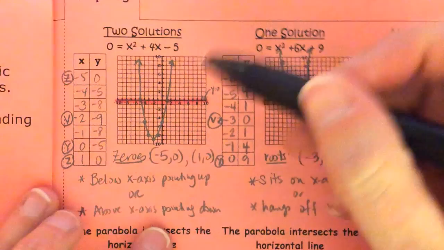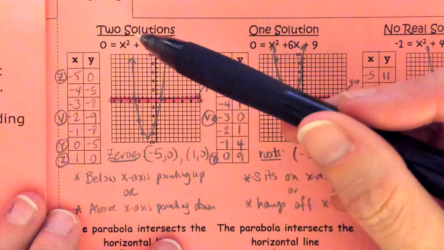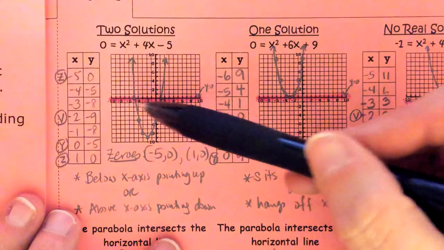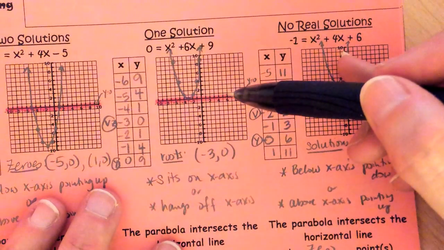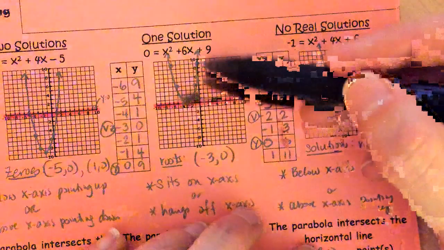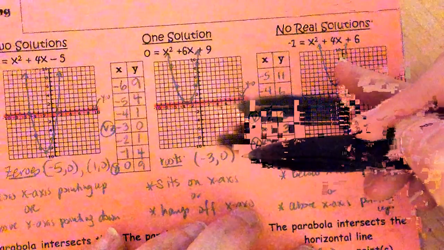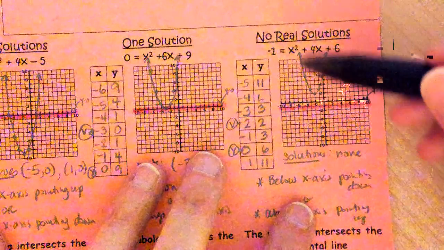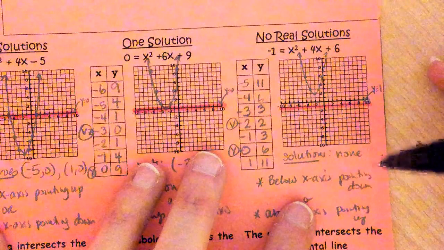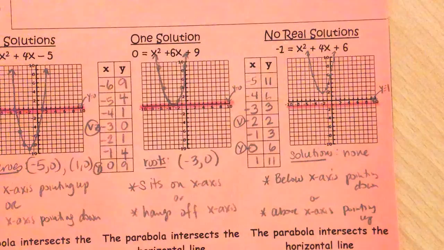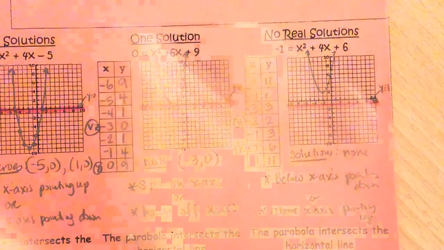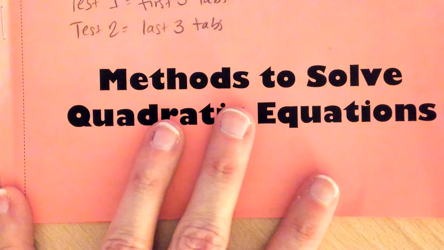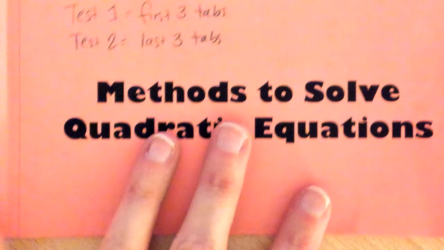When I have two solutions, my graph is either below the x-axis pointing up, or it's above the x-axis pointing down, okay? So therefore it crosses in two places. If I have one solution, my graph is either sitting on top of the x-axis or it's hanging off of the x-axis. And if I have no real solutions, my graph is above the x-axis pointing up or below the x-axis pointing down, or maybe just not even on our plane, not on our grid anyway, maybe on some other number plane, like the complex number plane, okay? Tomorrow we're going to talk about how we do this when we have perfect square trinomials that are not already factored.